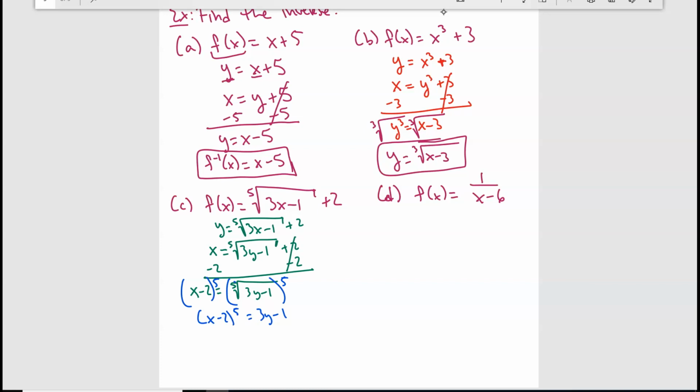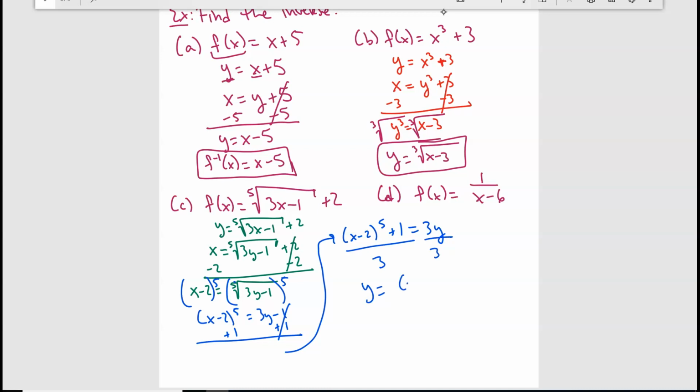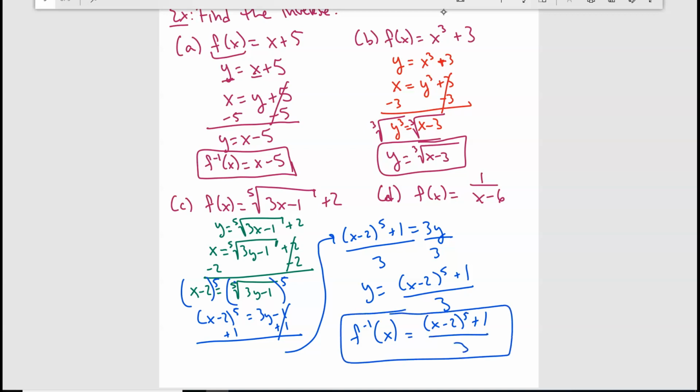No need to FOIL everything. Let's just add the 1 to the other side. So you're going to get x minus 2 to the 5th power plus 1 equals 3y. And then finally, we're just going to divide everything by 3. So y is equal to x minus 2 to the 5th power plus 1, over 3. And all we got to do is change this to f inverse of x. X minus 2 to the 5th power plus 1 divided by 3. And that's the answer.